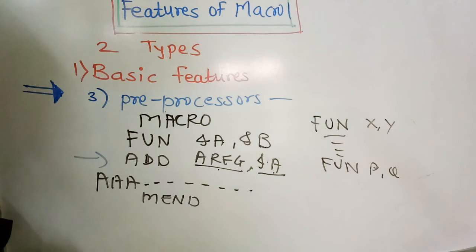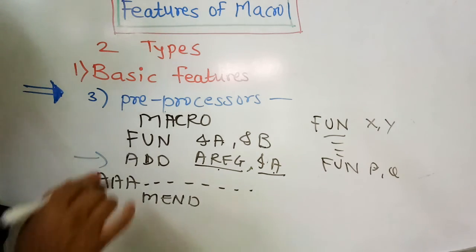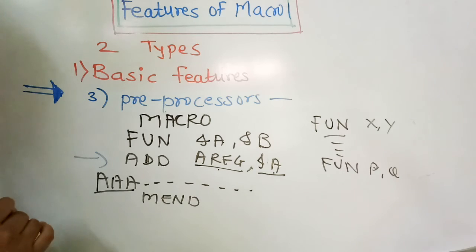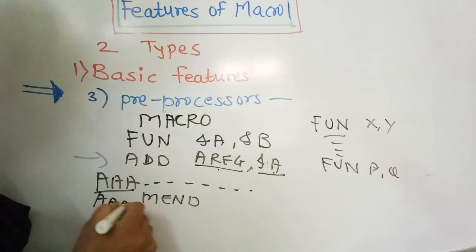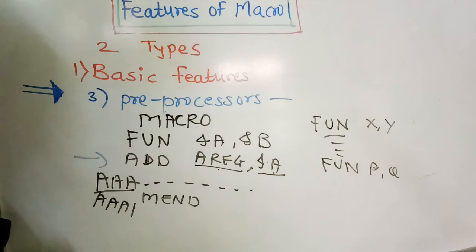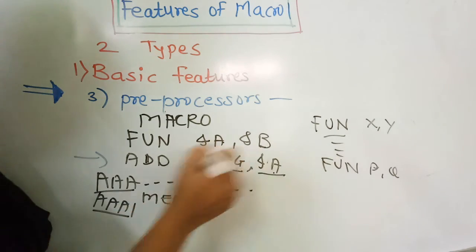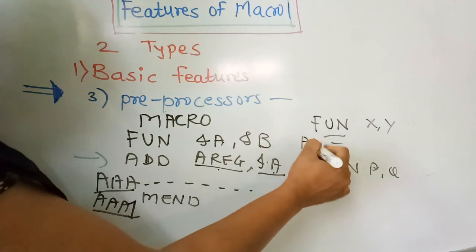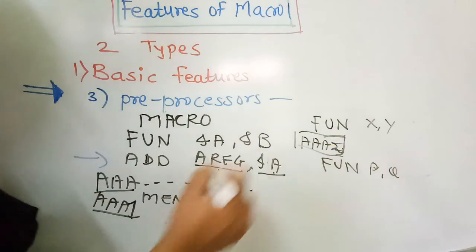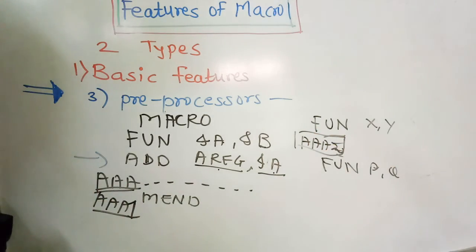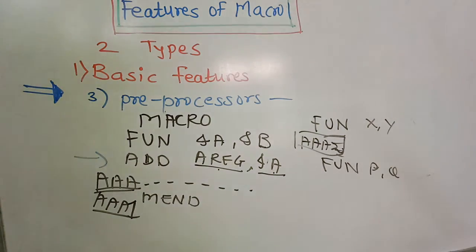Then in this example, the first macro call, that is for example label AAA, is replaced with another label, that is AAA1, and in the second macro call, the AAA is replaced here by AAA2, meaning the second version or second type of the AAA. So these are the different basic features available of the macro functions.